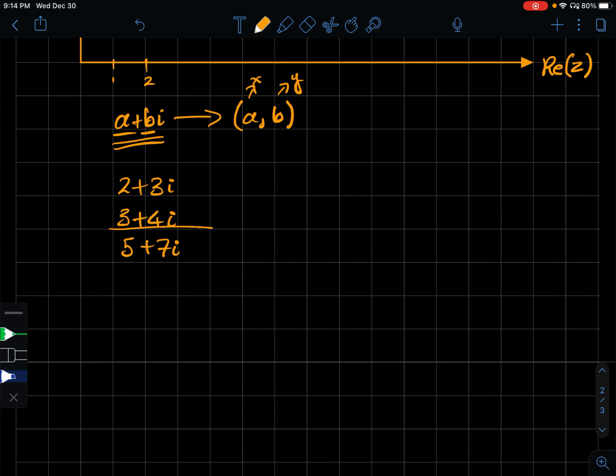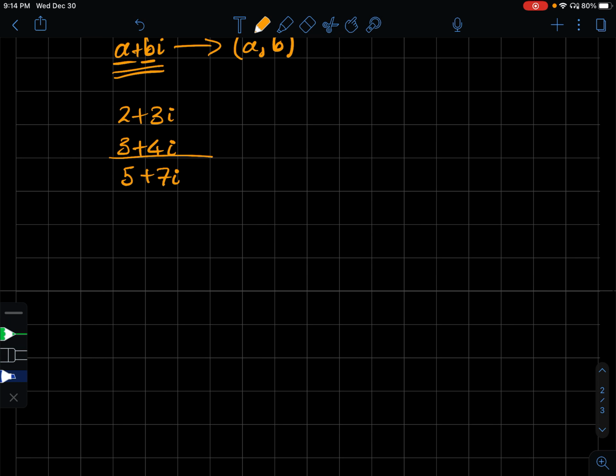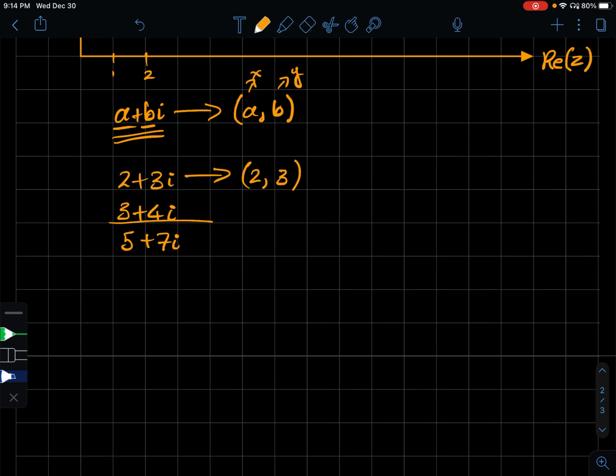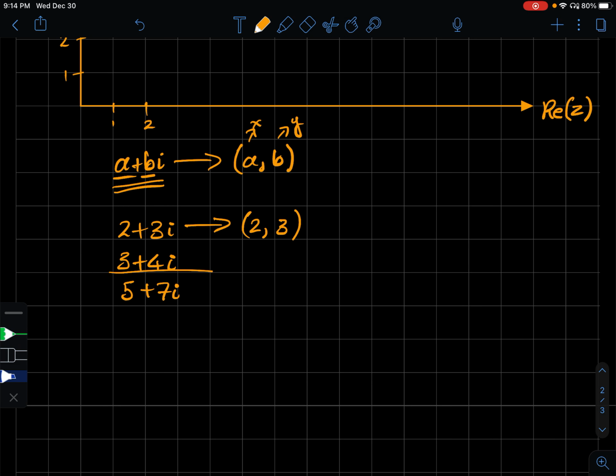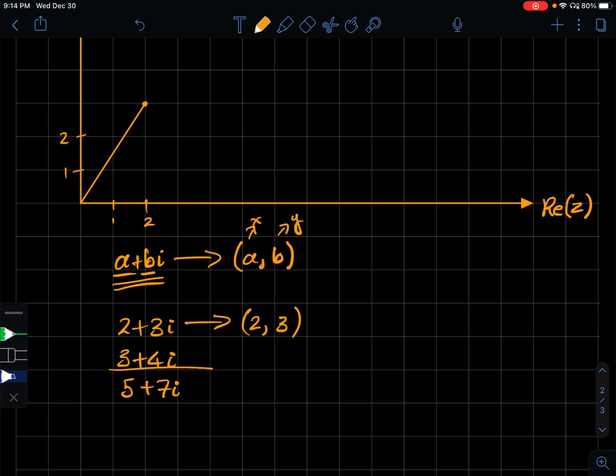So if we were to graph (a, b), or let's say we take 2 plus 3i as the example. This corresponds to the point (2, 3). We know how to graph (2, 3). We just go 2 to the right and 3 up on the normal plane. Similarly, on the complex plane, we do the exact same thing. 2 right and 3 up will give us that point there. And all we do is draw a line. This denotes the complex number 2 plus 3i.